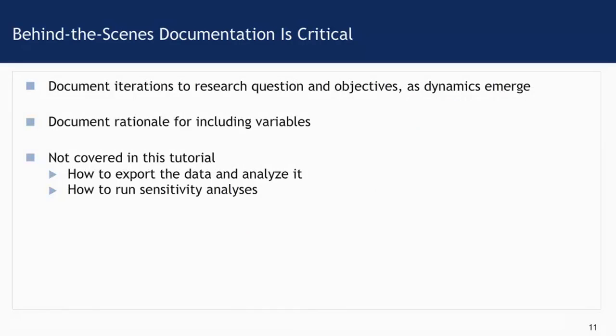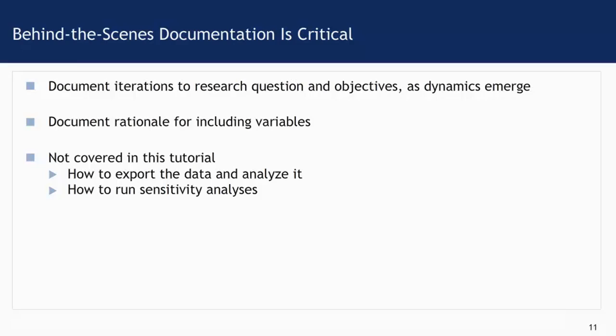Moving out of Vensim, this is an important reminder that the comment box in Vensim or another separate document that can be used to document your assumptions is very important. It's important both to document the iterations to the research question and objectives, especially as the dynamics emerge, and it's also important to document the rationale for including various variables and what data sources you are using. Oftentimes, especially in low-income health systems, you will not have very much data available and you'll have to make assumptions. So having these documented will be important both for rigor and also to enhance the value of your model.